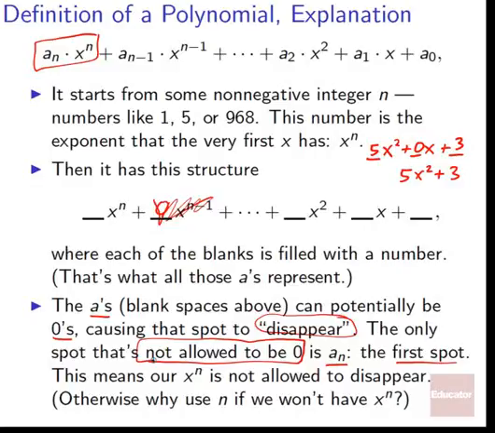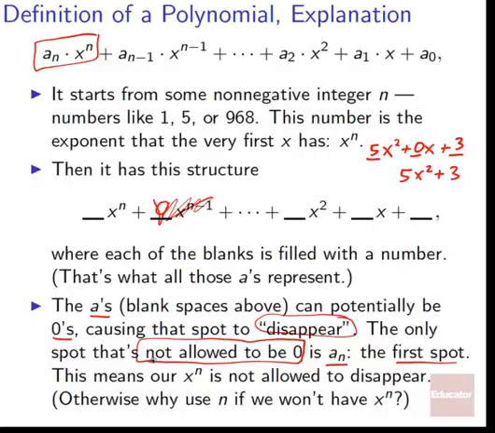And so if it's gone, our xn would disappear, at which point, why did we choose n in the first place if we're not even going to have xn show up to the party, right? So since we want to use n, that's why we chose n, we can't have our very first spot disappear and get rid of that n. And that's it. That's a polynomial.